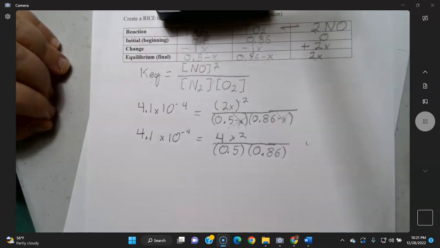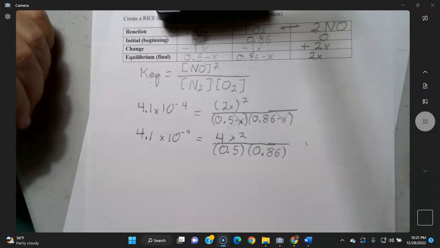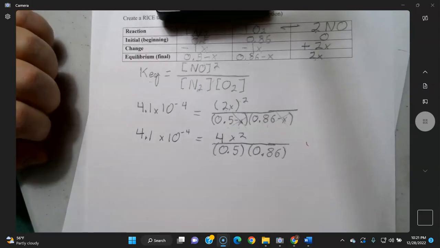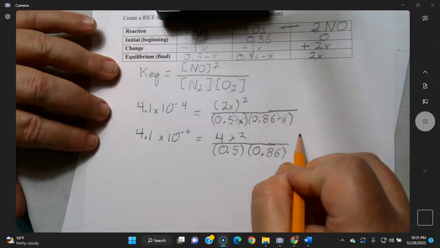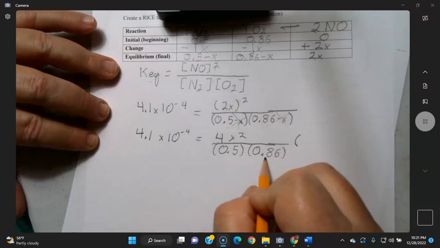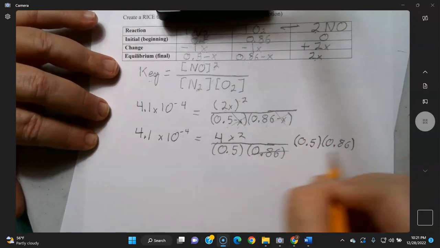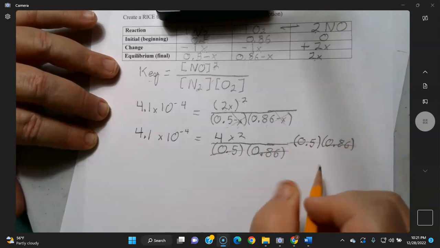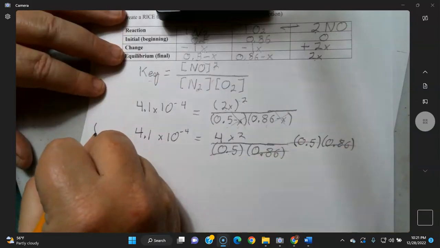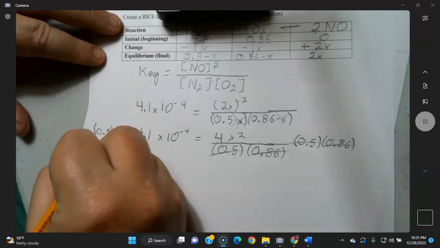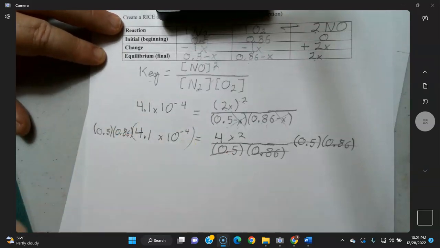All right, so now we're going to multiply. Let's do all this in one step. Okay, I think you're sophisticated enough. We're going to multiply the top of both sides by 0.5 and 0.86, so this cancels with this and this with this. So now we're going to do that over on this side. Anything you do to one side, you do to the other. Okay, and that's all going to be multiplied by this.